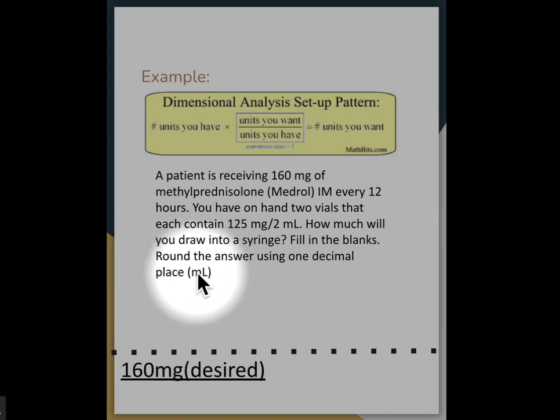That's my way of showing you what NCLEX will always give you in the fill in the blank question, the units. They always give you the units. All right, so I've already gotten you started here.